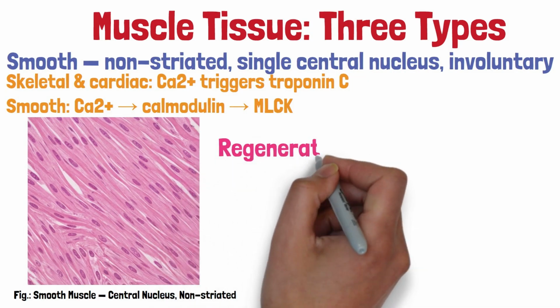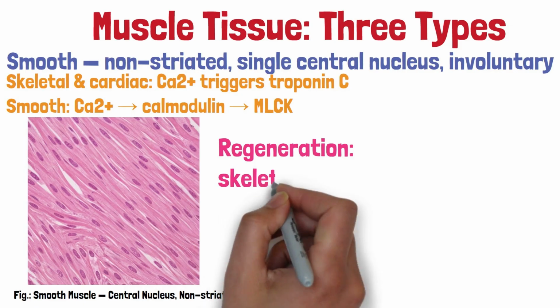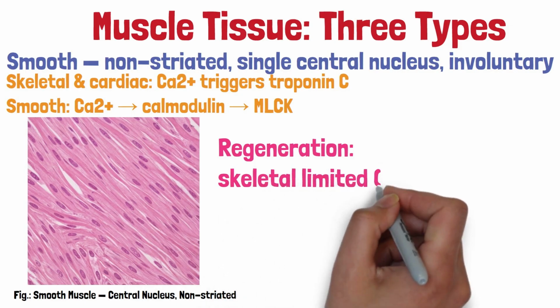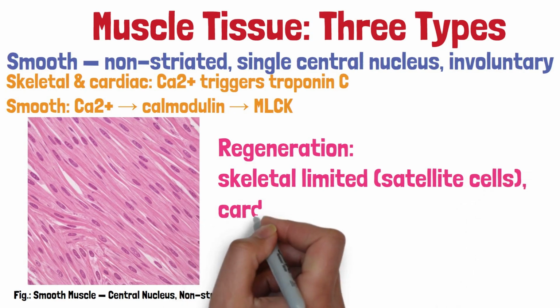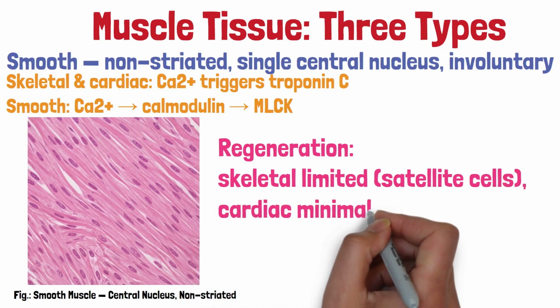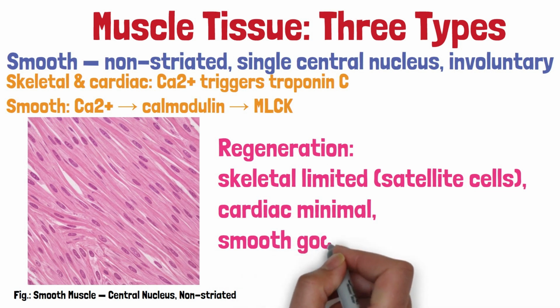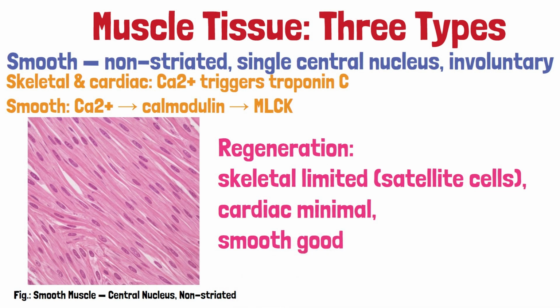And regeneration capacity tracks with how specialized each tissue is. Skeletal muscle has limited regeneration through satellite cells, cardiac muscle has almost none, and smooth muscle actually retains good mitotic capacity. If a vignette asks which muscle can still divide and repair itself after injury, smooth muscle is usually your answer.